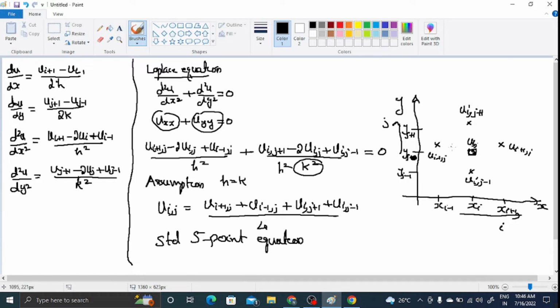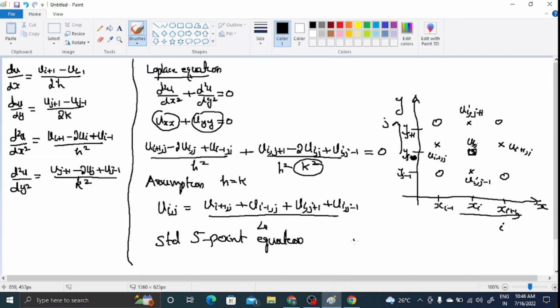Instead of taking left, right, top, bottom points, we can take diagonal points, like this point, this point, this point and this point. So instead of taking the neighbor points, we are taking the circle points, that is the diagonal points, and we can take the average of these diagonal points. Okay, so it is known as the diagonal 5-point formula.